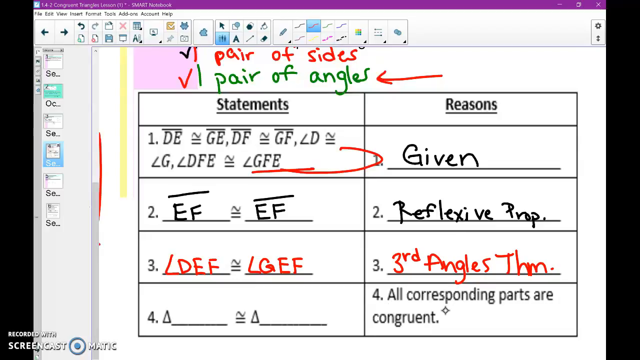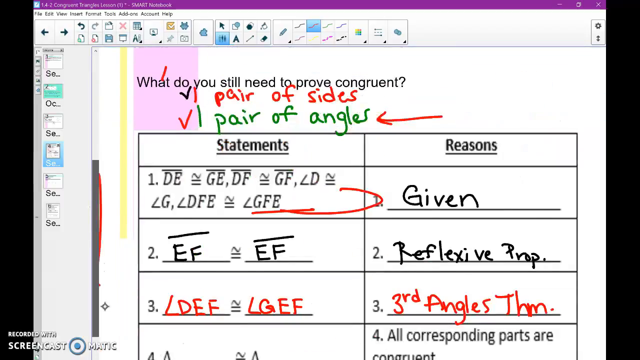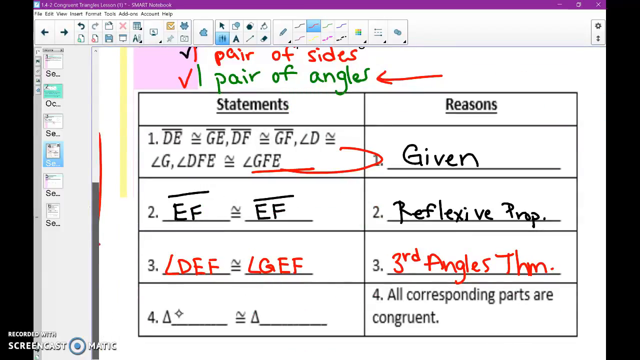For today, we're going to put all corresponding parts are congruent. That'll be our reason for everything. So triangle DEF is congruent to triangle GEF. Make sure that you've got the symbols in there, otherwise you're just writing letters that mean nothing. And for this one, they already gave you the little triangles. So that's that proof. We've now proven those triangles congruent.